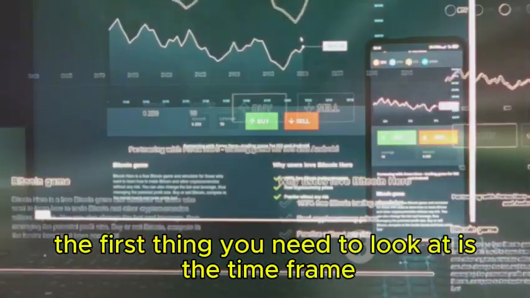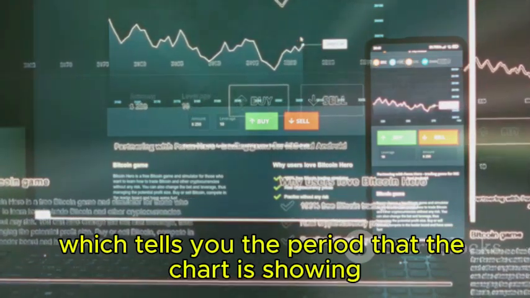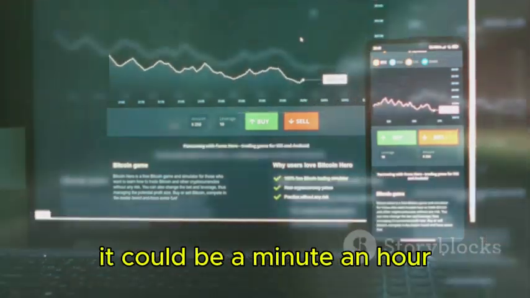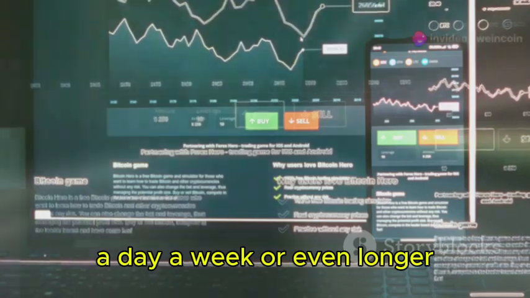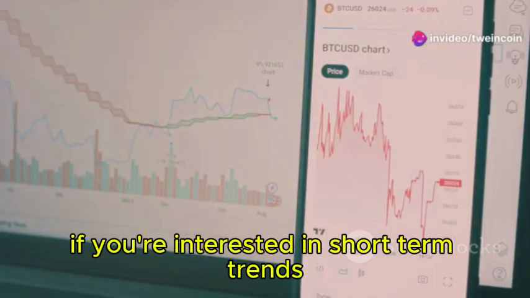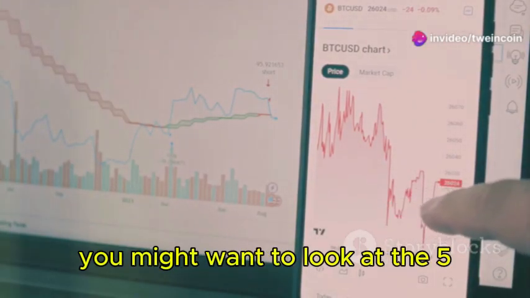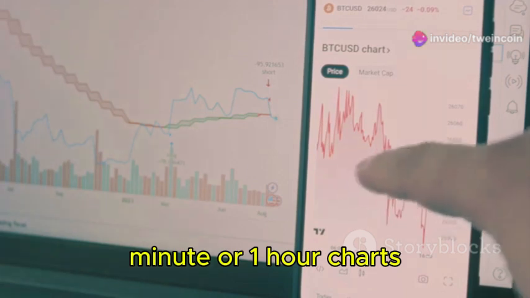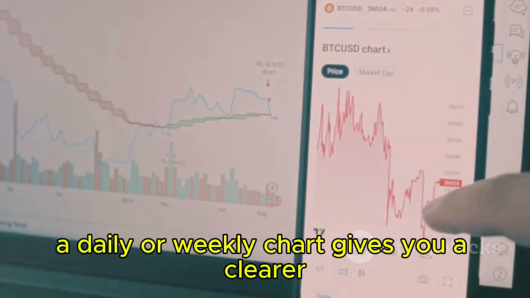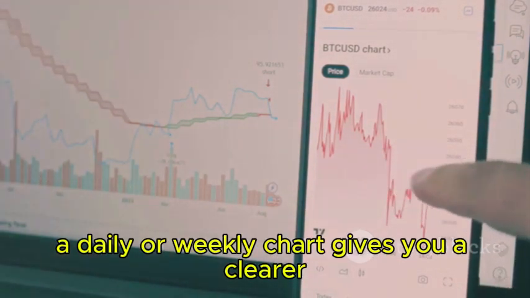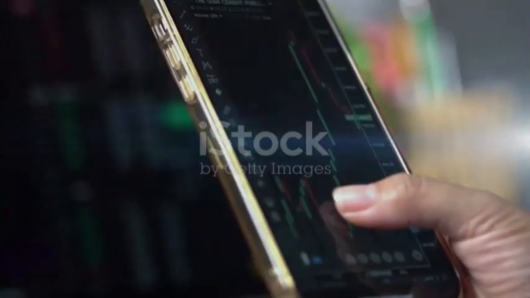The first thing you need to look at is the time frame, which tells you the period that the chart is showing. It could be a minute, an hour, a day, a week, or even longer. If you're interested in short-term trends, you might want to look at the 5-minute or 1-hour charts. If you're in it for the long haul, a daily or weekly chart gives you a clearer picture of long-term movements.